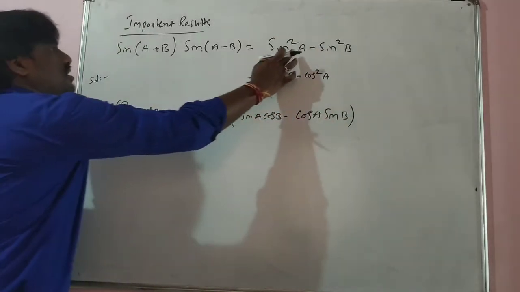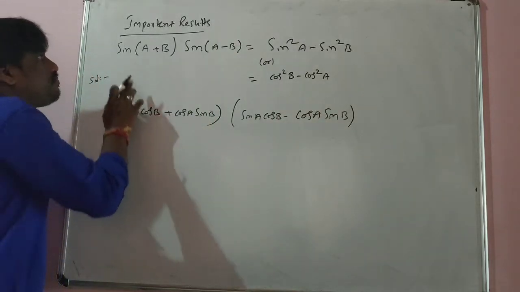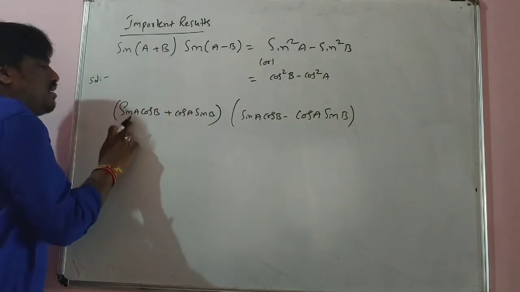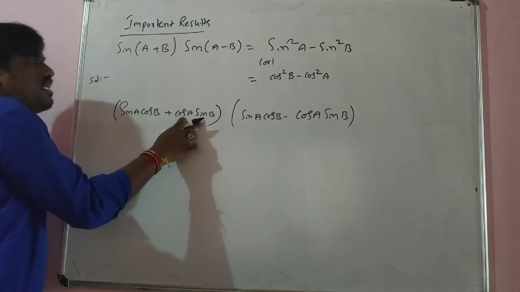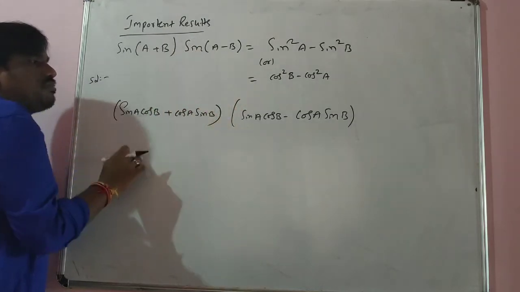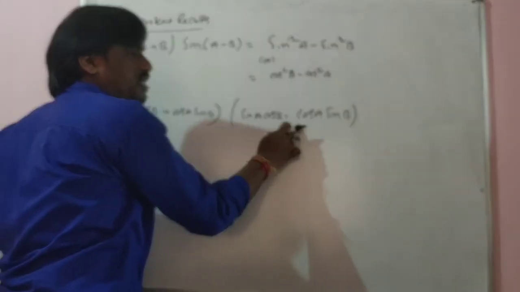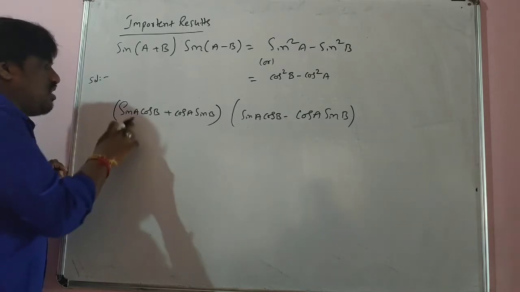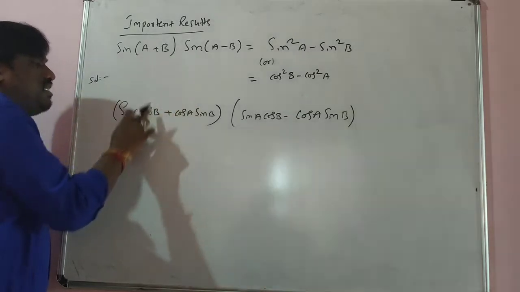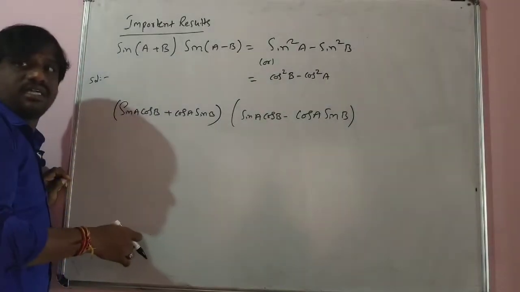But how did we get the above result? That is the question. Sin of a plus b can be written as sin a cos b plus cos a sin b. Sin of a minus b can be written as sin a cos b minus cos a sin b. Okay, this is the formula we have.